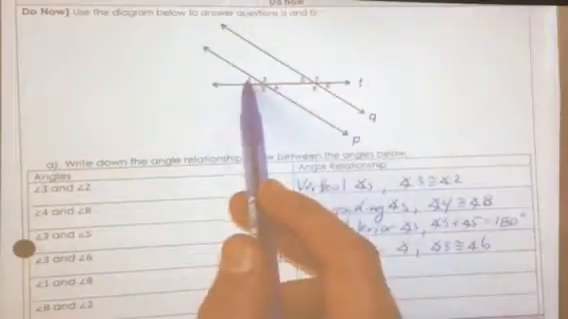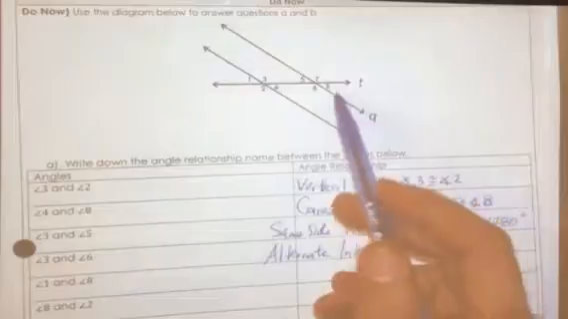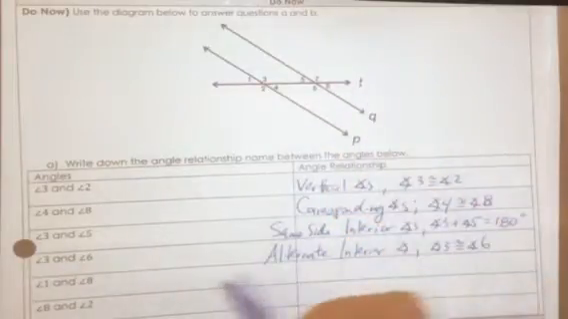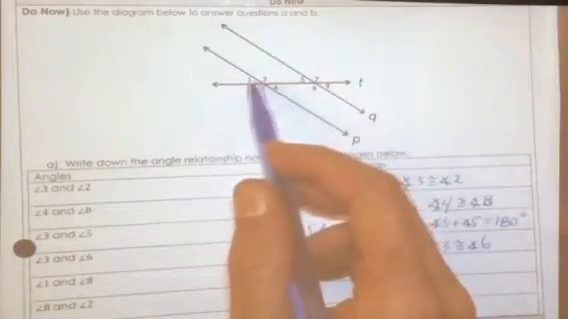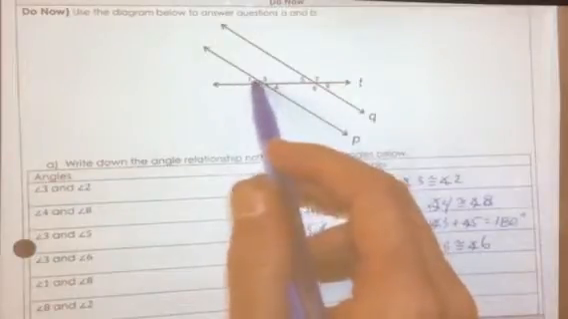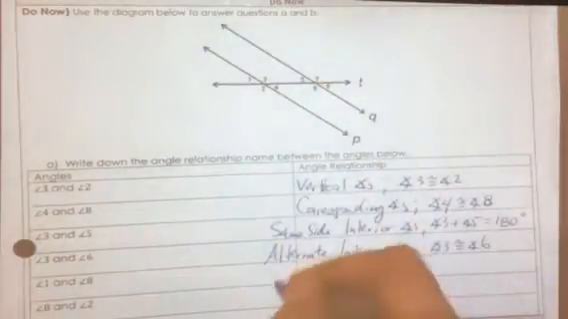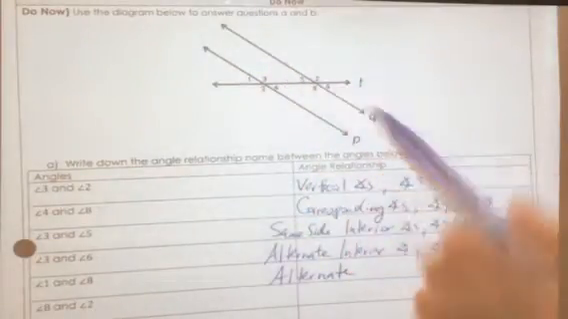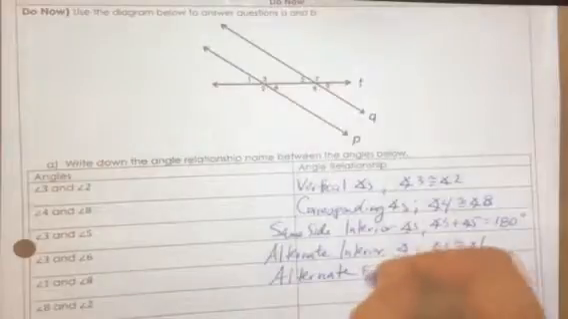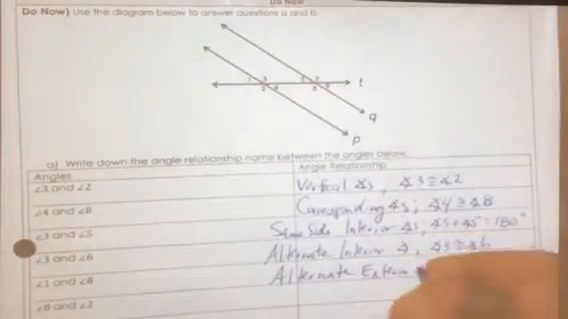Angle 1 and angle 8. So angle 1 and angle 8 are not on the same side of the transversal. They're on opposite sides of the transversal. So we'll call these alternate. And angle 1 is on the exterior of the parallel lines. Angle 8 is on the exterior of the parallel lines. So these are alternate exterior angles.